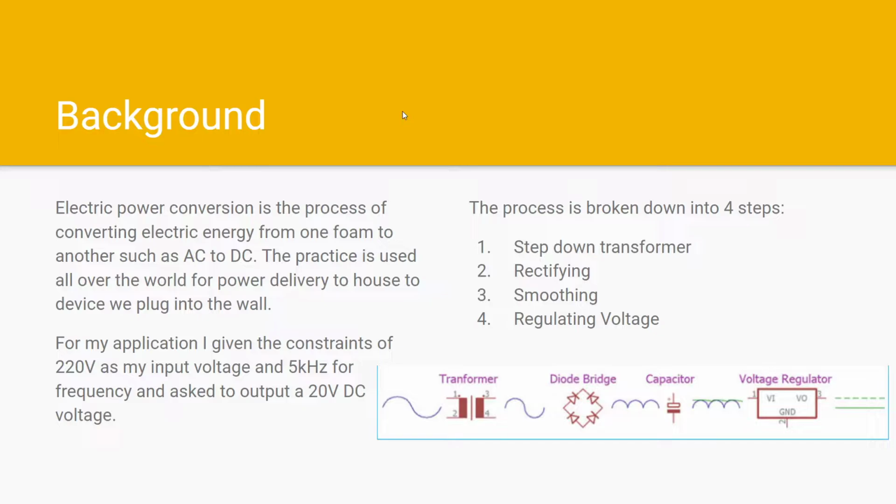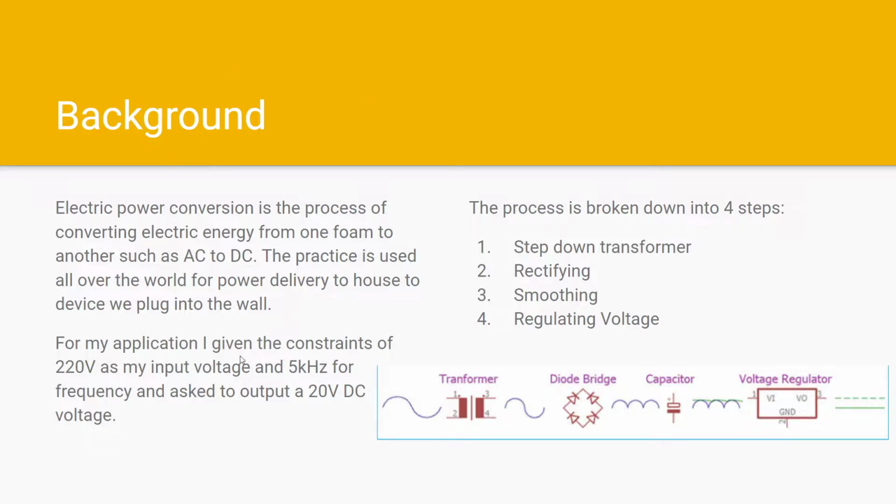Just a bit of background. The electric power conversion is a process of converting electrical energy from one form to another, such as AC to DC or DC to AC. The practice is used all over the world, for power delivery to houses and from an outlet to electrical device.